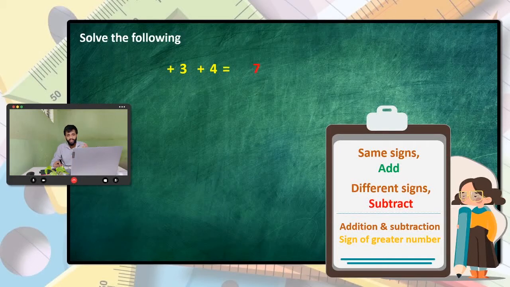The next part is, you have to ask yourself, whenever you do addition, so here we have added two positive numbers, or same signs we add, or different signs we subtract. So whenever you do addition or subtraction, you need to ask one simple question. Sign of the greater number.